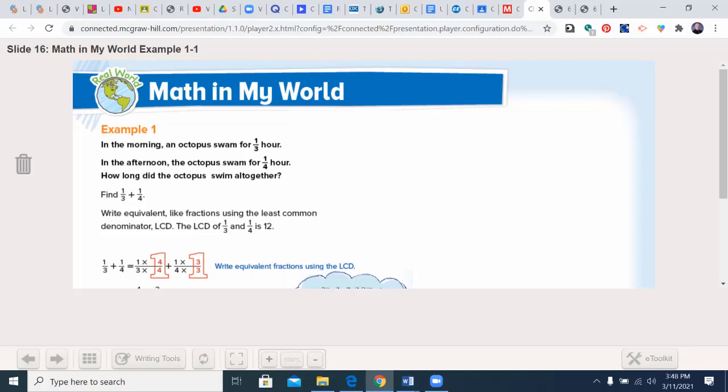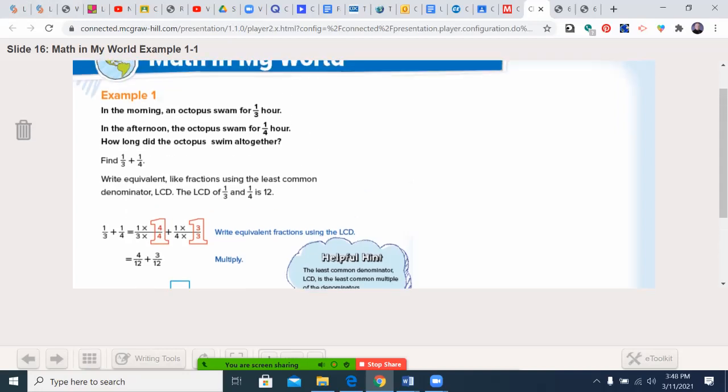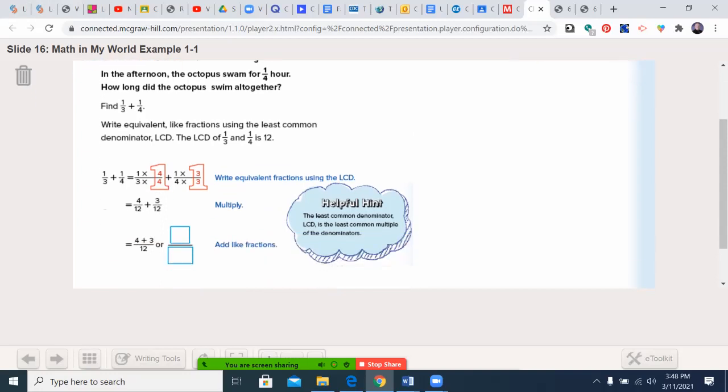So beginning on 637, we have example basic. And before I start, I see there's a helpful hint. The least common denominator, LCD, is the least common multiple of the denominators. In the morning, an octopus swam for 1/3 of an hour. In the afternoon, the octopus swam for 1/4 of an hour. How long did the octopus swim altogether? So our problem is find 1/3 plus 1/4.